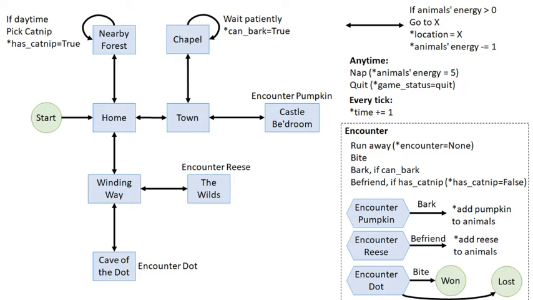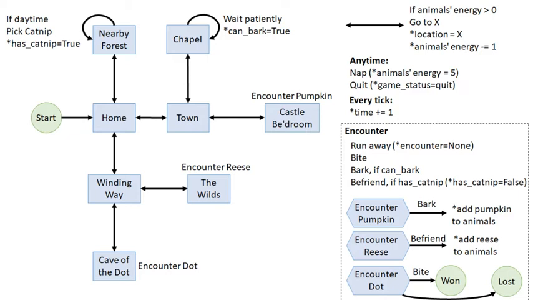So when you encounter Pumpkin, if you bark at him, he will join your party. When you encounter Reese, you have to befriend him, and then he'll join your party. When you encounter the Dot, if you bite it and you have the right friends, then you'll win the game. But if you don't have the right friends, then you'll lose the game. So this is our win-lose criteria.